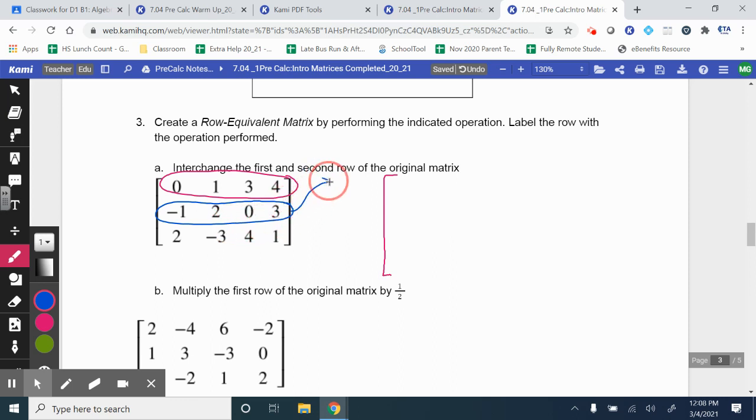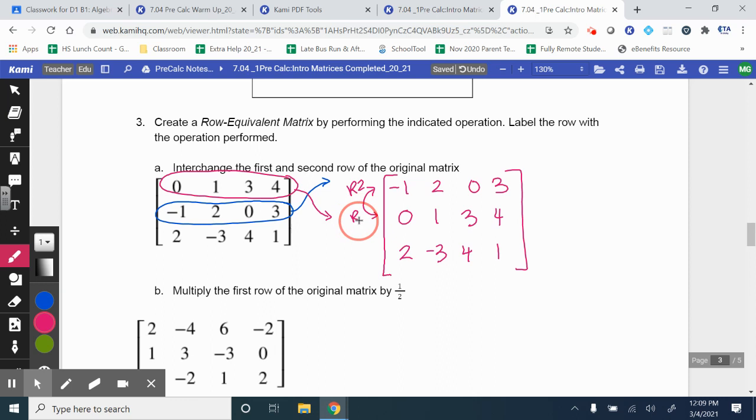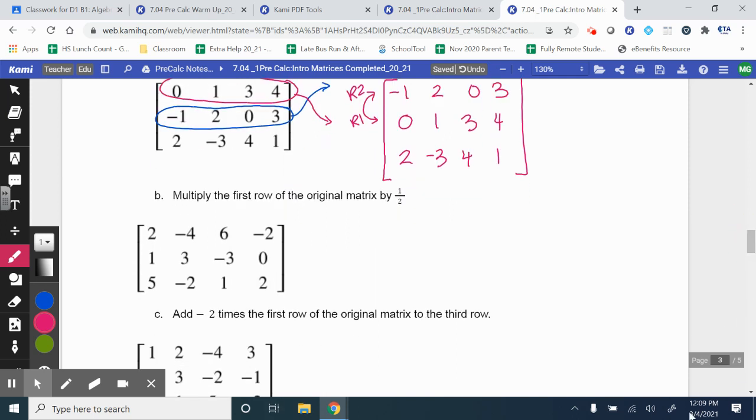So this is going to go up here, and the pink row is going to go down there. My first row now will be -1, 2, 0, 3. My second row will be 0, 1, 3, 4. And the last row will stay the same here. To label that, you're going to draw a little arrow to show that you switched them, and you're going to write row 2 and row 1. So row 2 went to the top, row 1 went to the second line. You're allowed to do that with any rows in your matrix. You can just switch them up.